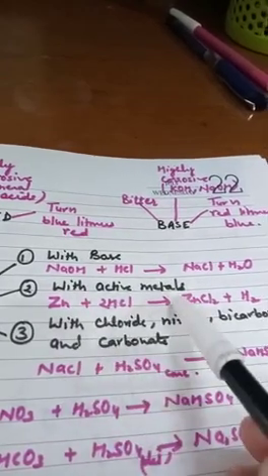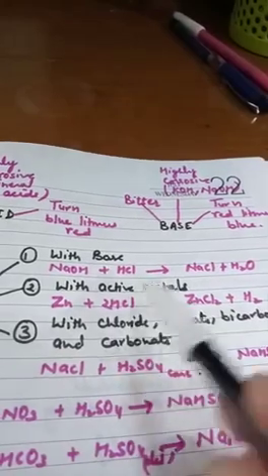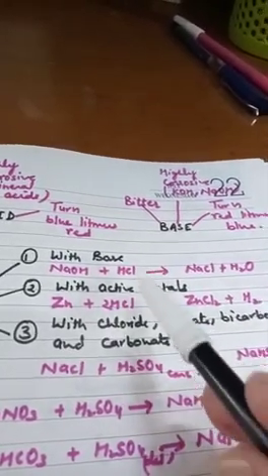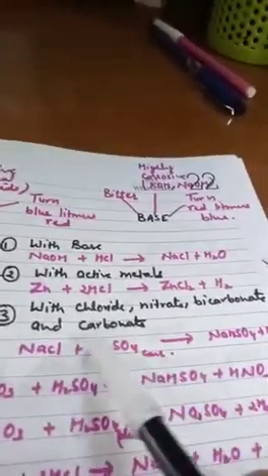So all the active metals, those which are present above copper, can do this reaction. Copper can't do this reaction. With copper, hydrogen will not be released. And the metals that are present below copper will also not release hydrogen from acids.